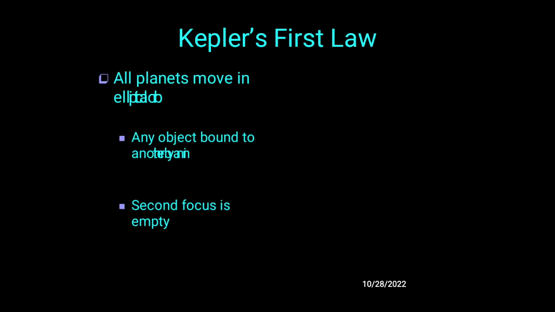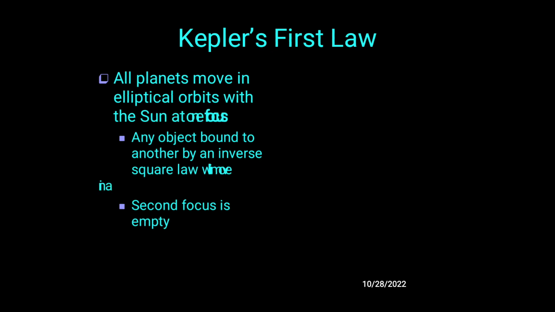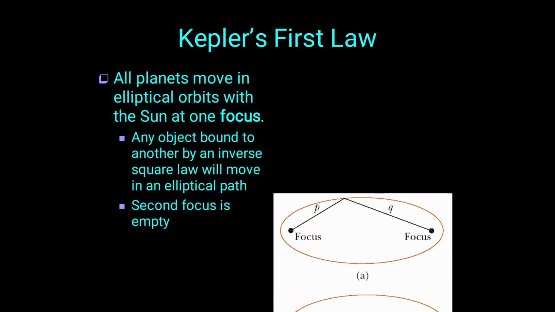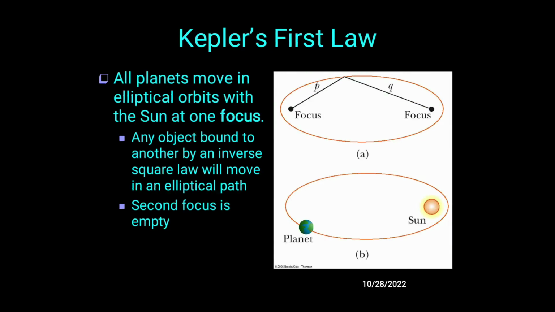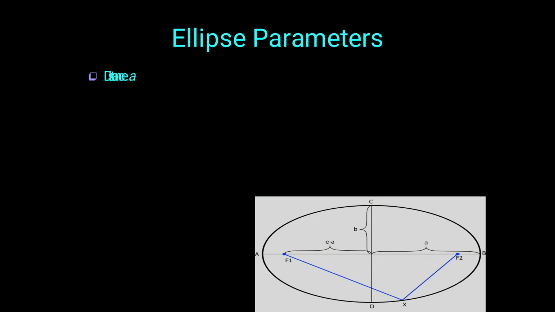All planets move in elliptical orbits with the sun at one of the foci, and the other focus is empty. Any object bound to another by an inverse square law will move in an elliptical path like this, as shown in the figure. An ellipse has two foci, but the sun is located at one of them and the planets revolve around it. In general, the ellipse depends on two parameters, the major axis and the minor axis.